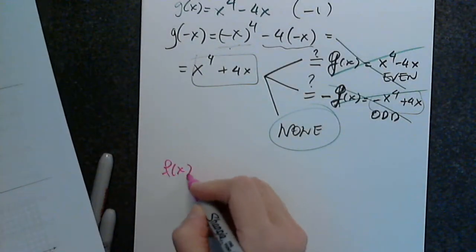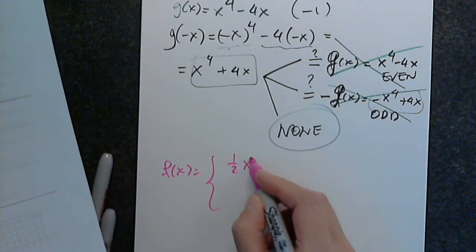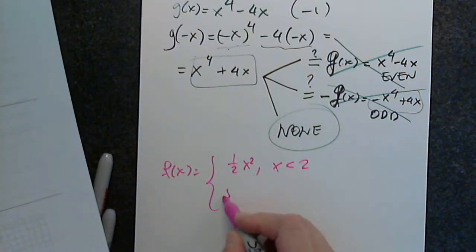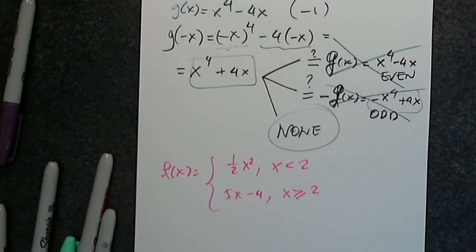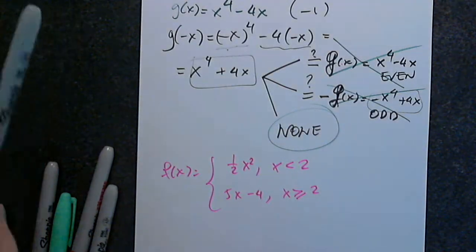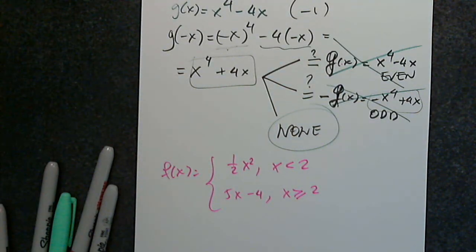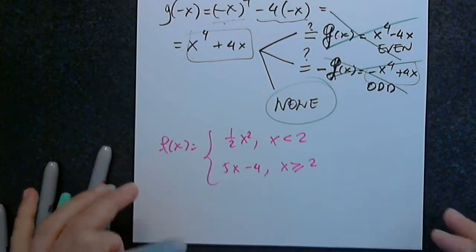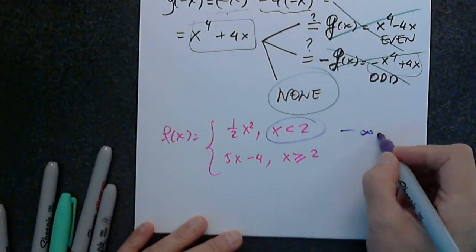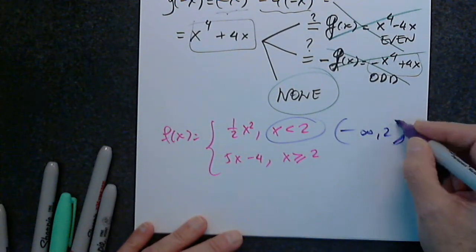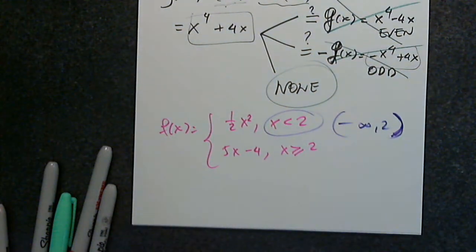So we have f of x, which is 1/2 x squared for x less than 2, and 5x minus 4 for x greater than or equal to 2. Okay, so the first thing I'm going to do is identify the domain. Every time I'm asked to graph a function, I will always start by identifying its domain. So first I'm going to change this into negative infinity to 2, because these symbols will be the symbols that I will be using in the table.